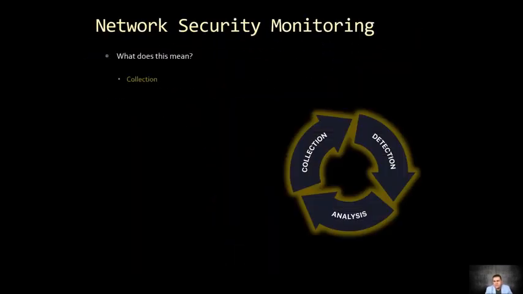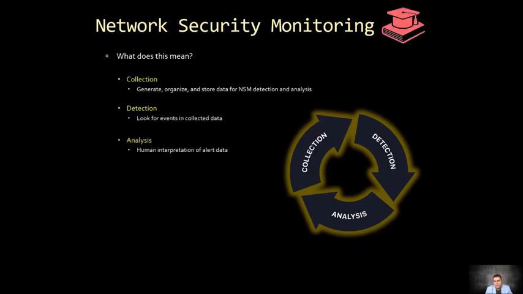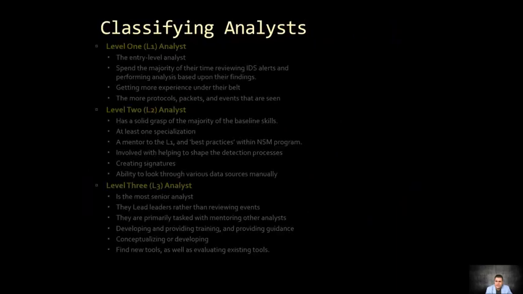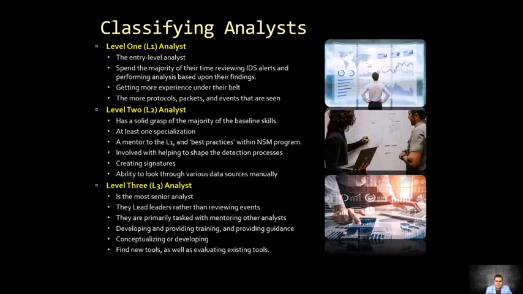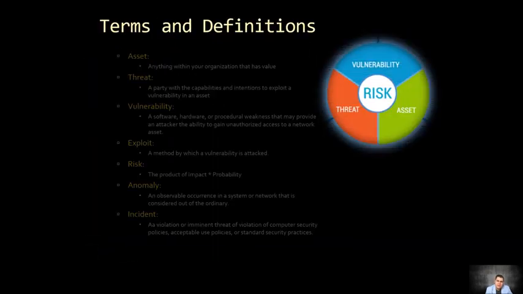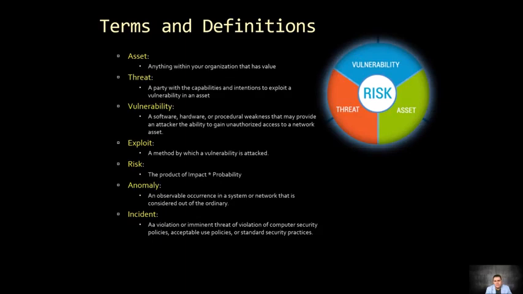Remember that the network security monitoring life cycle is based on three parts: collection, detection, and analysis. The definition is very simple: to collect the data, to look at the events, and to make them human-interpretable data for analysis and alerts. For classification, you can use just level 1, level 2, level 3, but all of that is discussed in the network security monitoring course. But what I want you to know are these simple terms and definitions.